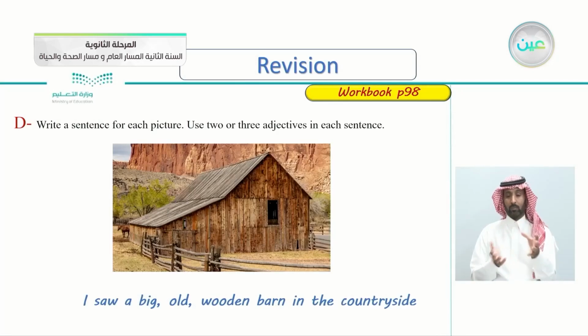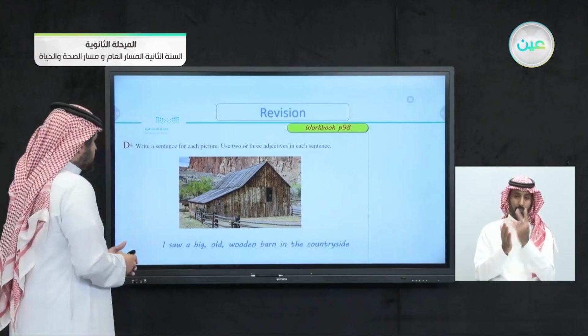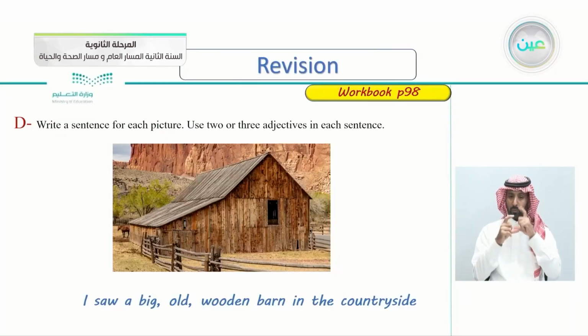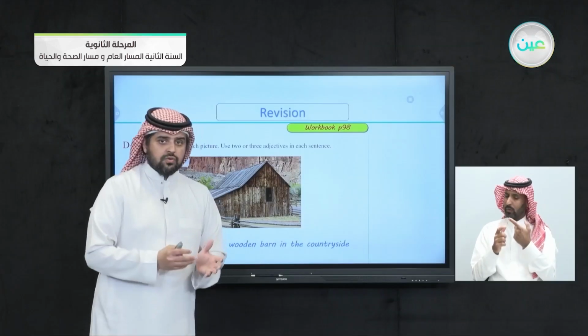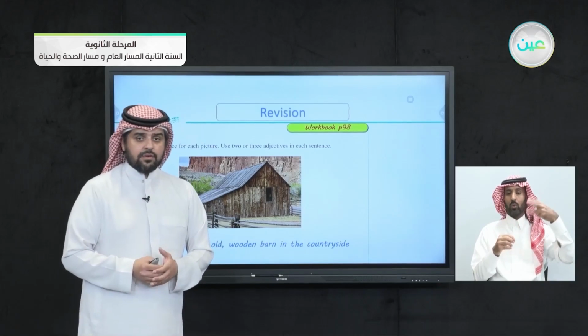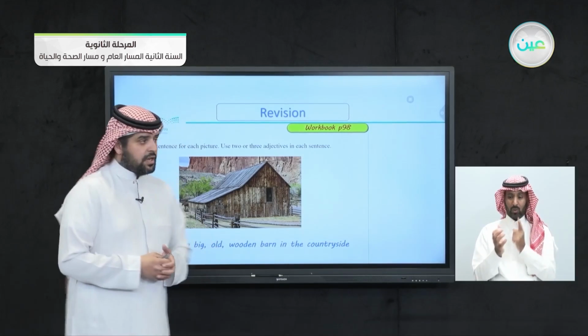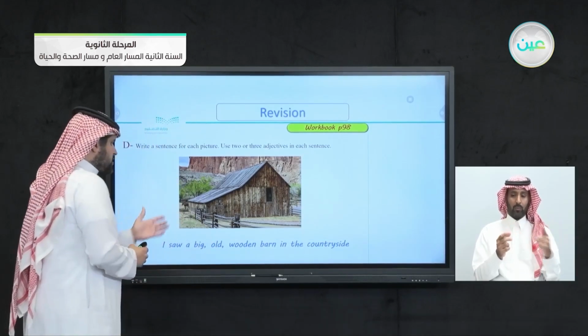So jumping on to exercise D here, as you can see in some pictures you have in your book. Write a sentence for each picture. Use 2 or 3 adjectives in each sentence. So in each sentence, try to describe what you see in the picture using 2 or 3 adjectives, of course, in the correct order. Remember that you'll be writing them in the correct order. The first one is already done for you.